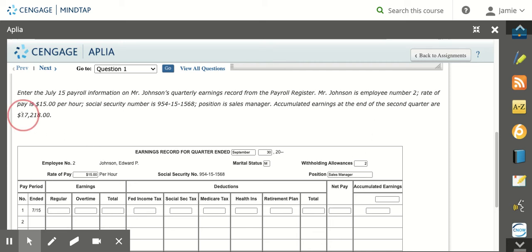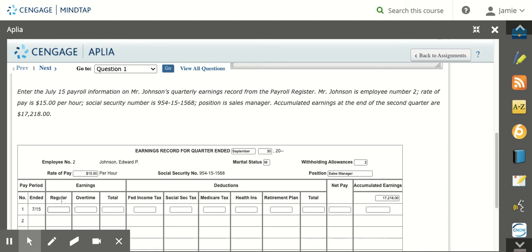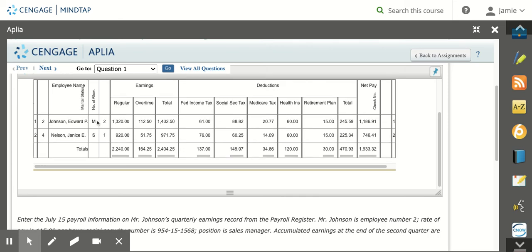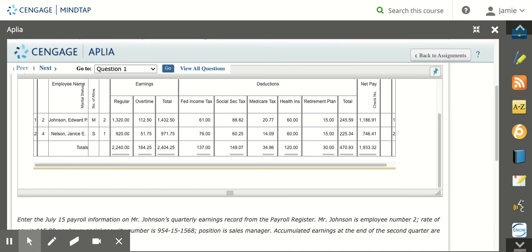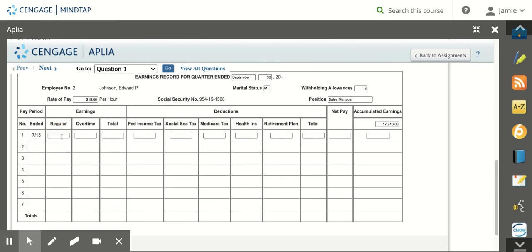His accumulated earnings, so up to this point, as of September 30th, he has earned $17,218. And that's important because we're going to calculate our accumulated earnings. How much has he made over the course of the entire year? So then we transfer our numbers down exactly as they are here in our payroll register. We transfer those into his employee earnings record.